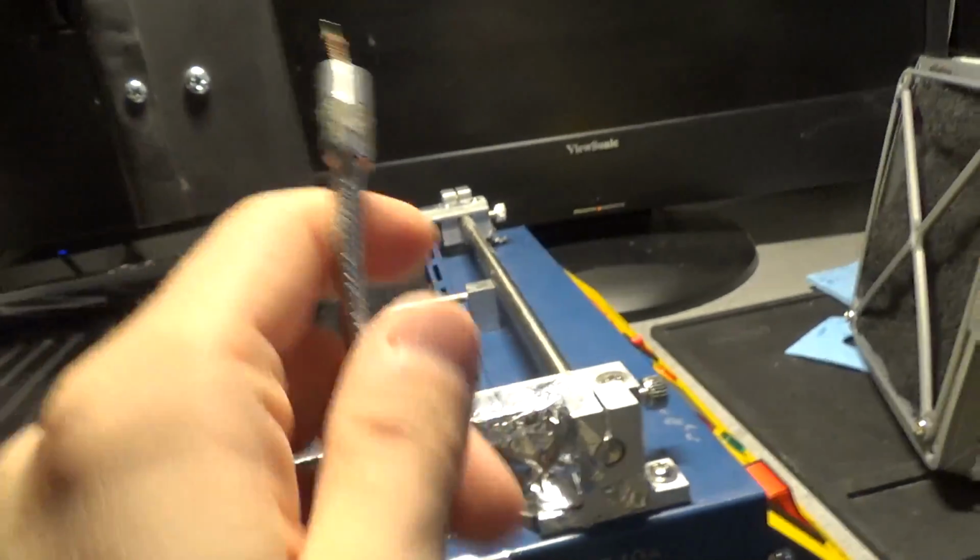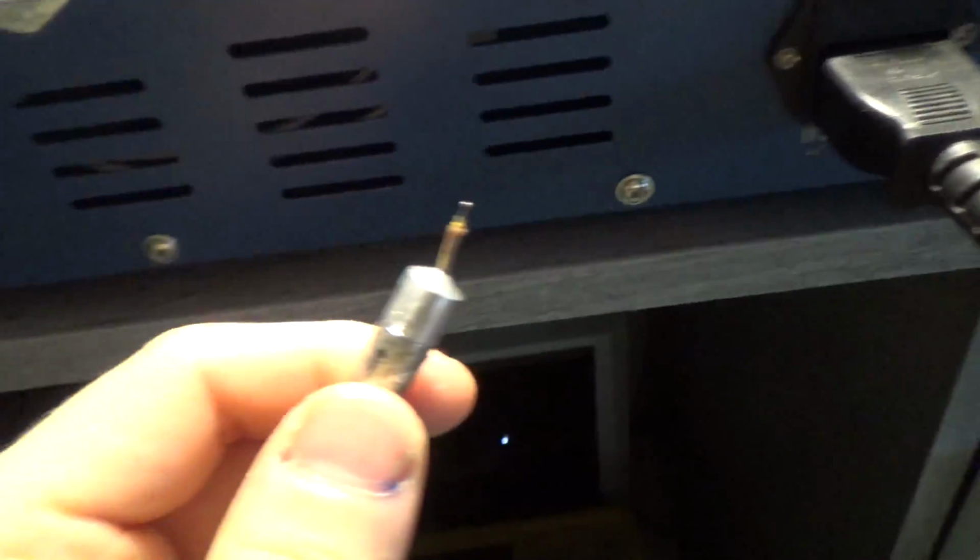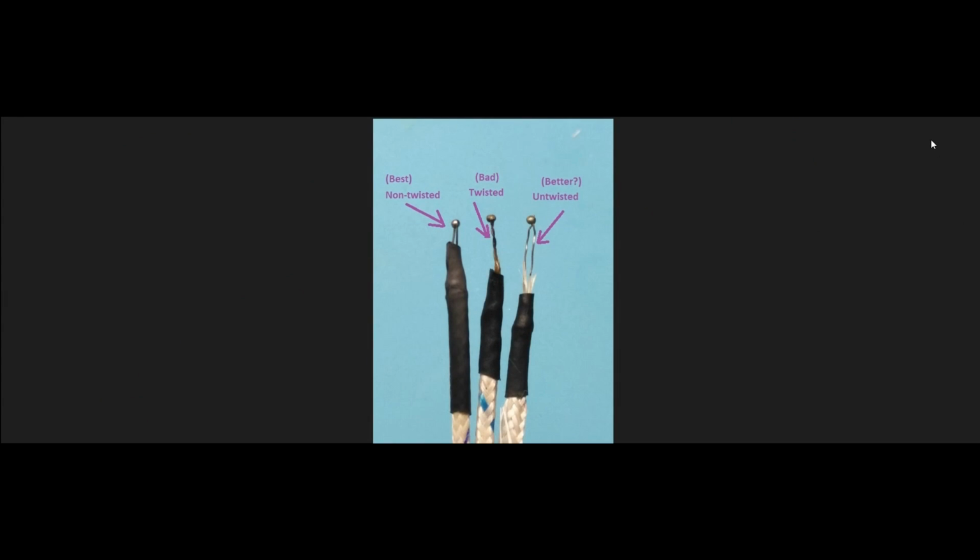I also wanted to mention the temperature sensor wire. So in this picture you can see K-type thermocouples, and it seems like the non-twisted wire is the best of them all, because the twisted wire apparently tends to give erroneous temperatures.